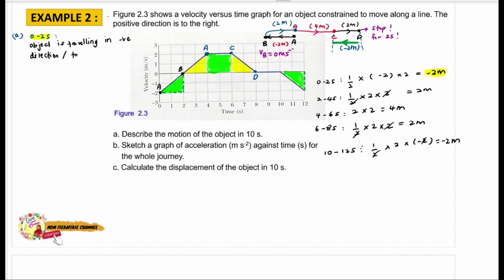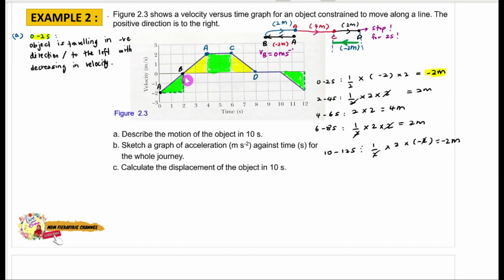Or we can write it as to the left, with decreasing velocity. I know it decreases because 2, 1, 0. Its velocity decreases uniformly, so its acceleration is constant. If we calculate the gradient of the straight line graph, we will get the acceleration value, which is constant.